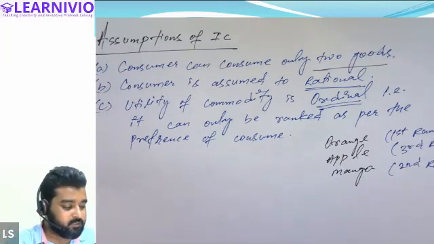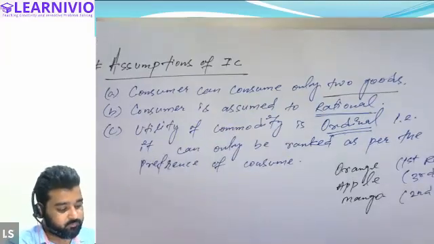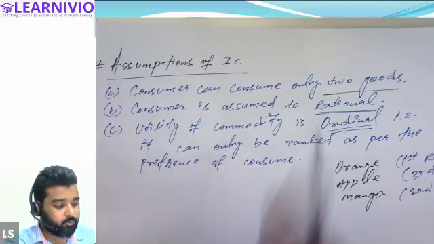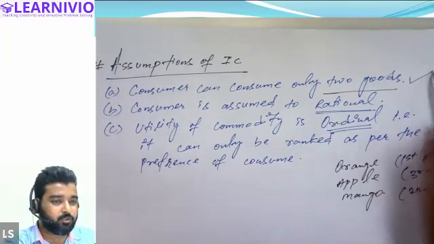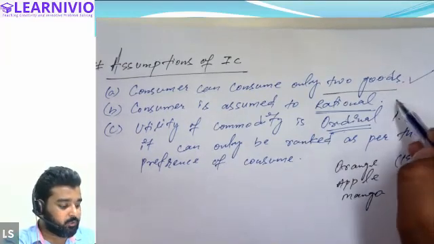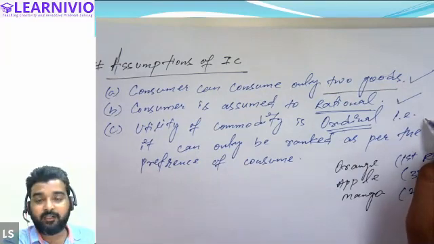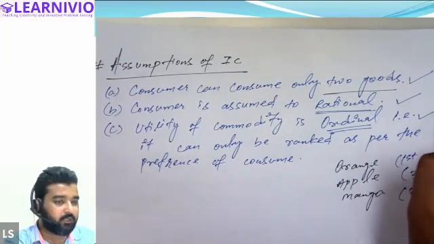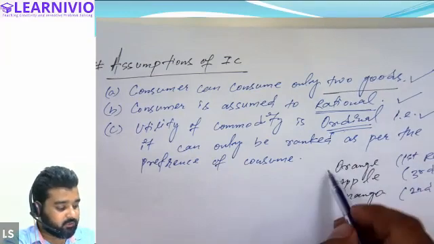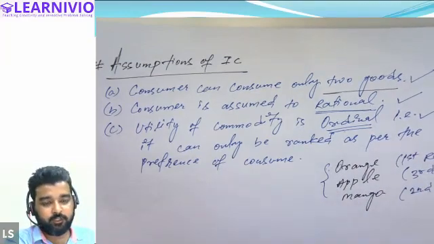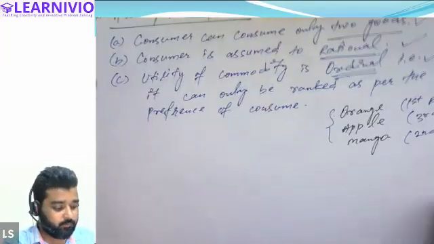So for the indifference curve, there are three assumptions till now that I have told you. First of all, the consumer will consume only two goods. The consumer is assumed to be rational. The amount of satisfaction that a customer derives is not cardinal, rather it is ordinal. We can only rank the satisfaction depending upon the preference of the customer.